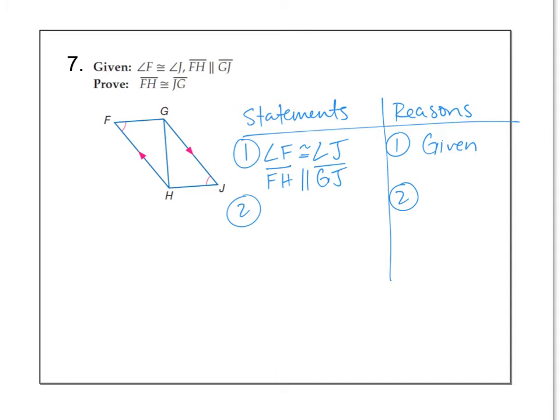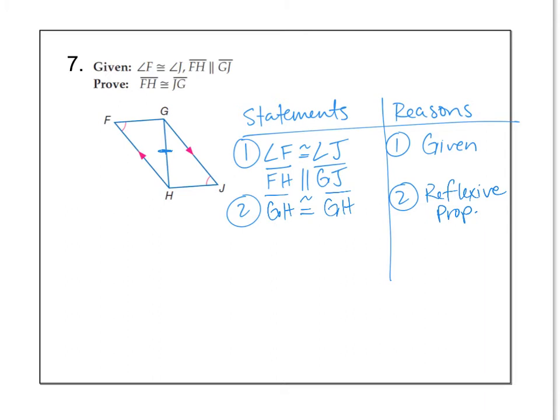So I'm looking at the triangles, and so far I have 1 angle. I need some more stuff, right? So I see side GH. Segment GH in the left triangle will be congruent to segment GH in the right triangle because everything's congruent to itself. And that's called the reflexive property of congruence. So now I have 2 things. I have an angle and a side.